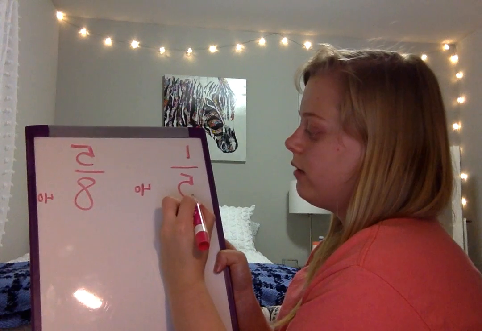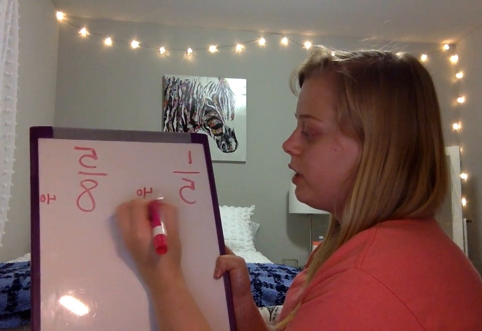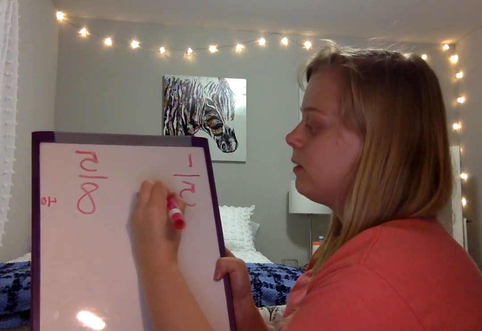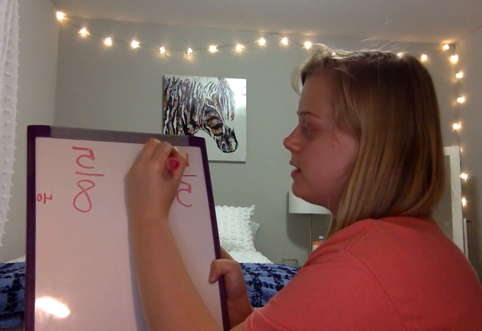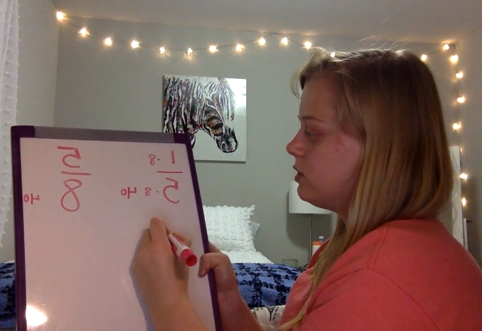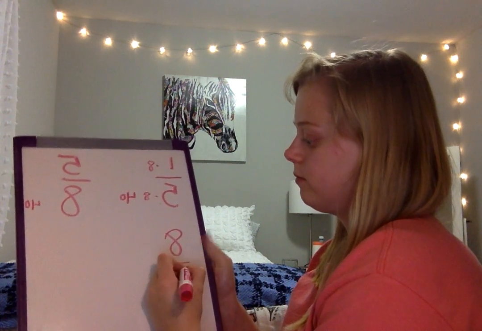So to get to 40, 5 times blank gives you 40. That's 8. And what you do to the bottom, you do to the top. So you multiply the top by 8. So that gives you 8 over 40.